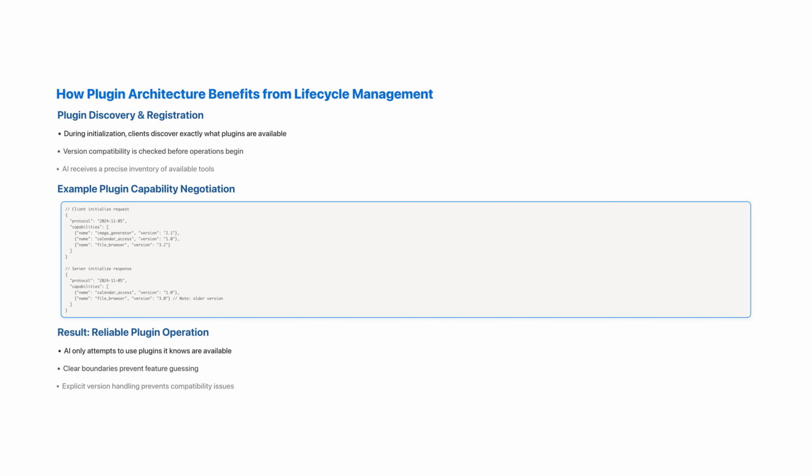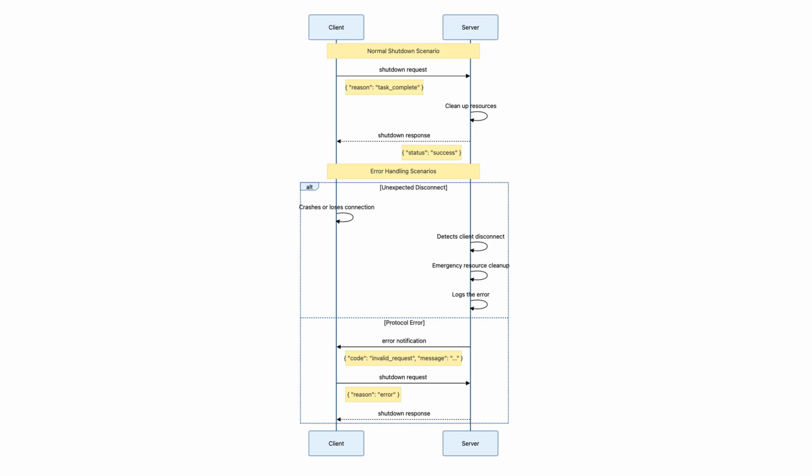So this is why plugins can work reliably. The AI knows exactly what each plugin can do before trying to use it. That's actually really clever. What happens if something goes wrong, though? Like if the connection drops suddenly? That's a great question.